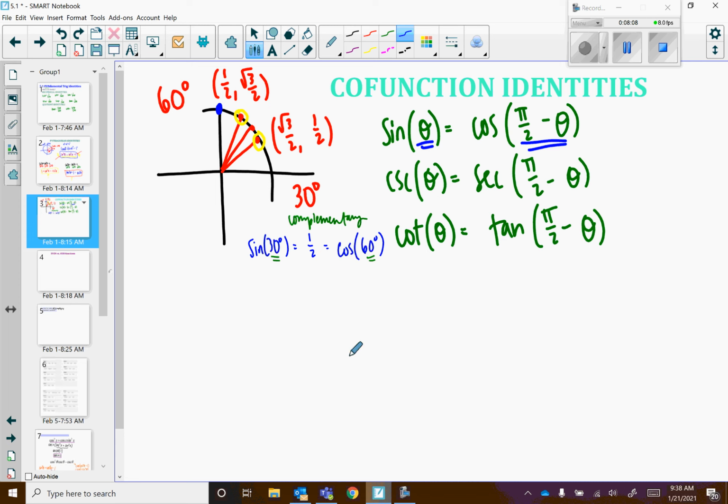And we could switch this. I'm not going to write it for all three, because it would be the same, but I could make it tangent of theta is equal to cotangent of pi over 2 minus theta. It's the same idea. And of course, I could also change those all to 90 degrees, but I like using radians because they are more unfamiliar to us and we need as much practice as we can get.